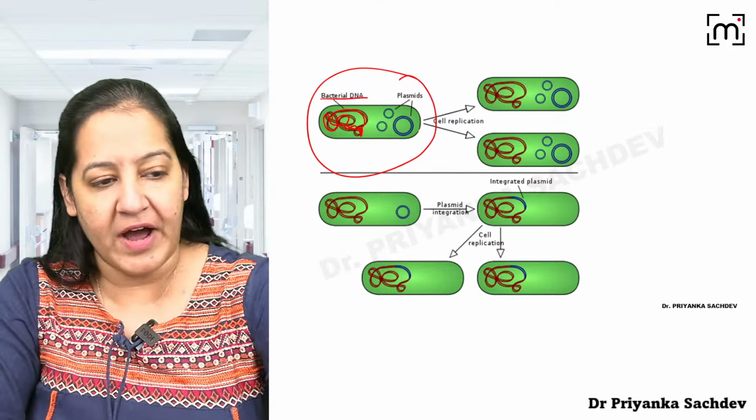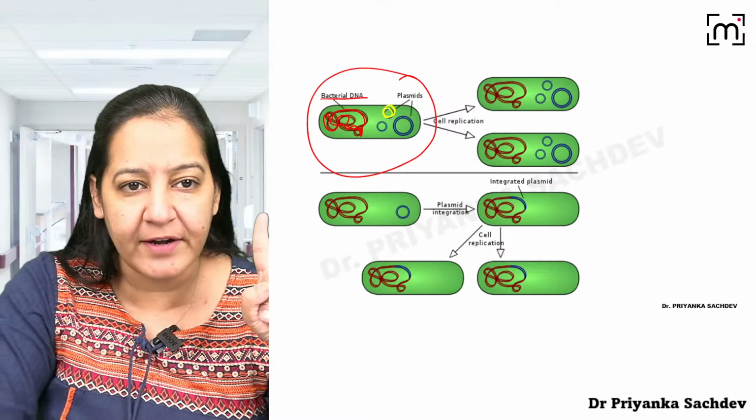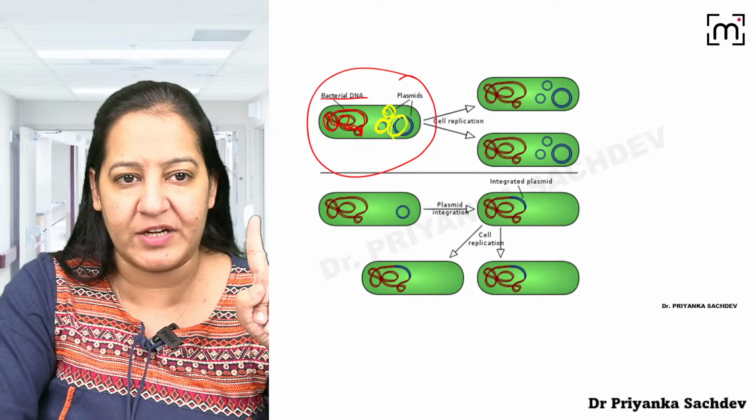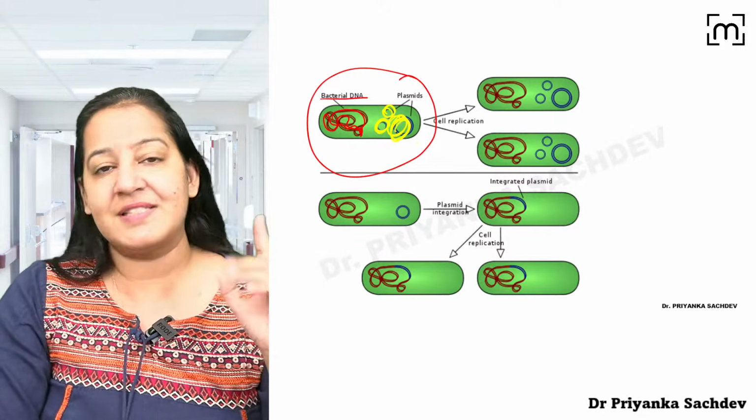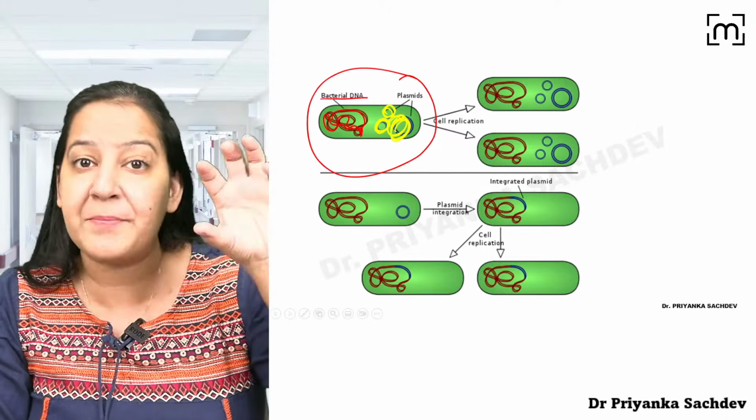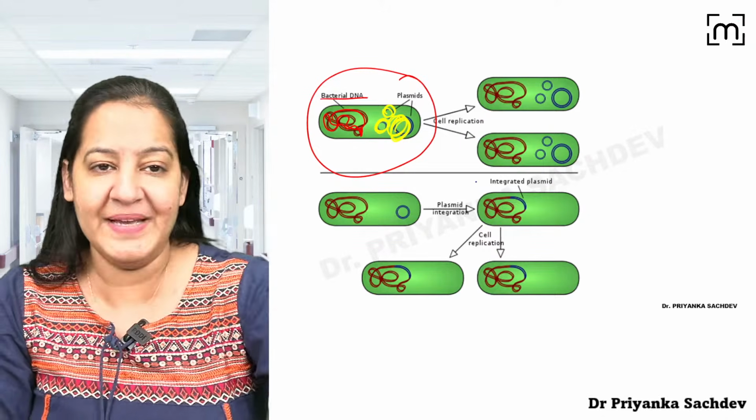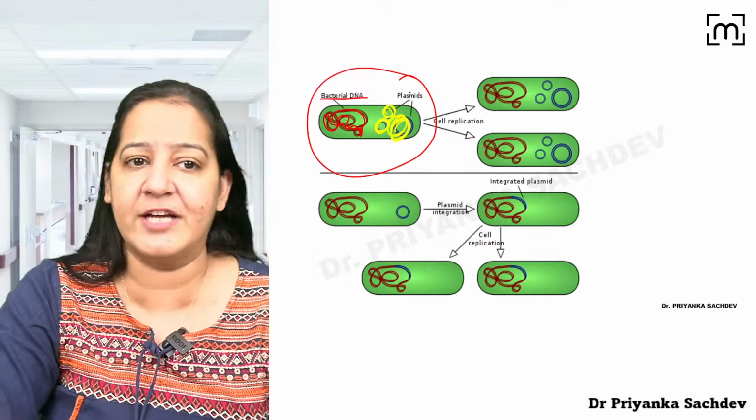Now, in this diagram, can you all see what are these circular structures? These circular structures are present outside the nucleus. They are present in cytoplasm. Basically, they are DNA in nature, but they are in cytoplasm.